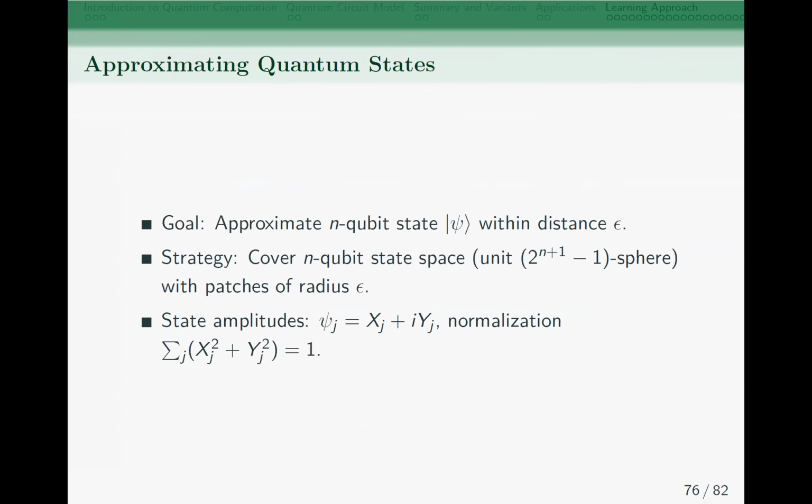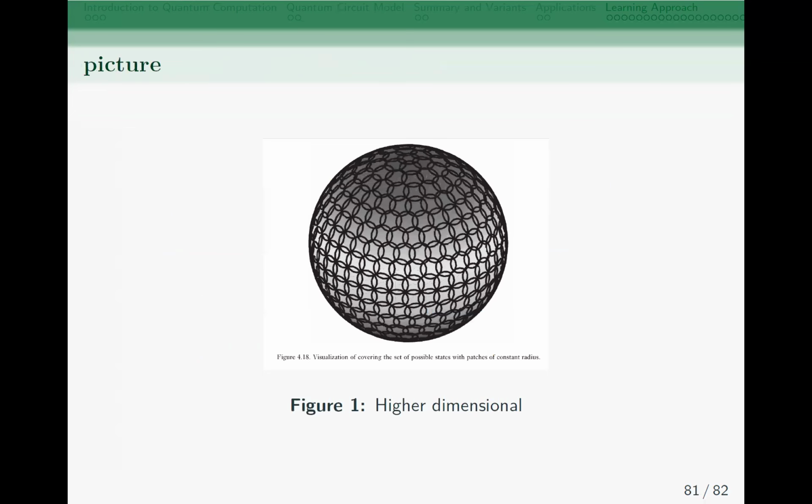So in order to use this kind of argument, we need to somehow discretize this space. So let's say I cover the n-dimensional space, which is a unit sphere, a very large unit sphere, with 2 to the n plus 1 minus 1 spheres attached, each with radius epsilon. There's a picture. You imagine that all the quantum states here are uncountable, right? But we cover them with these small epsilon balls, and we just count how many epsilon balls there are.